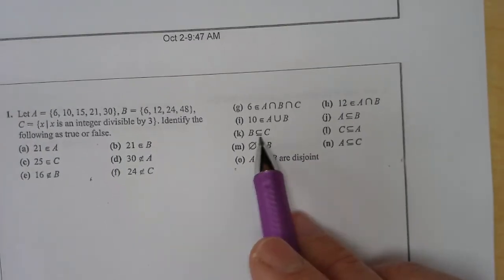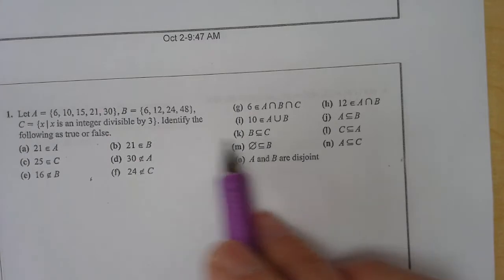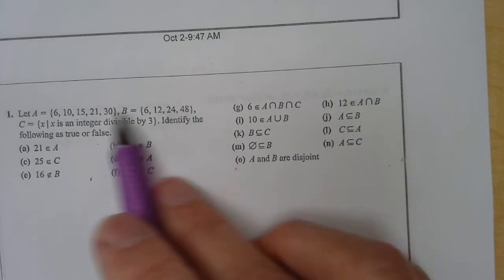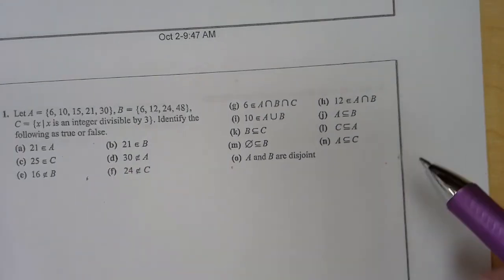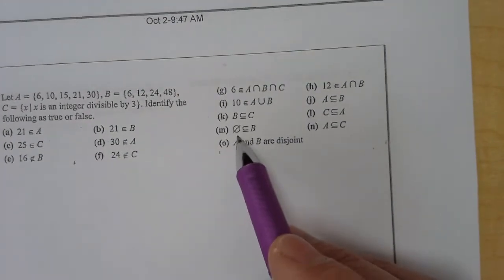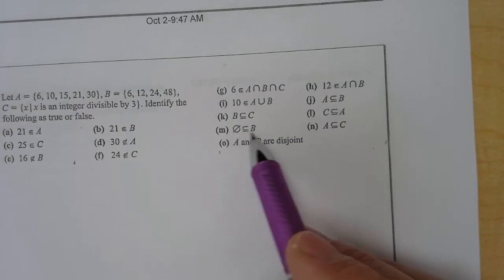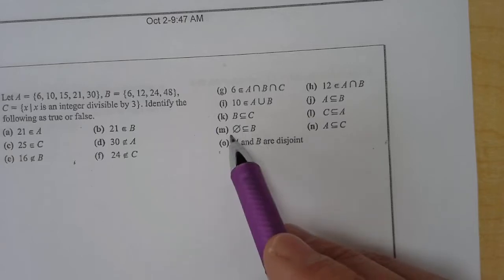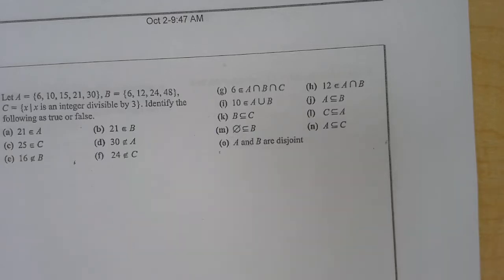This symbol means subset. B is a subset of C. Every single number there is divisible by 3. So yeah, B is a subset of C. Is the null set a subset of B? That's a good question. That is true because nothing is part of something. That one's kind of weird.